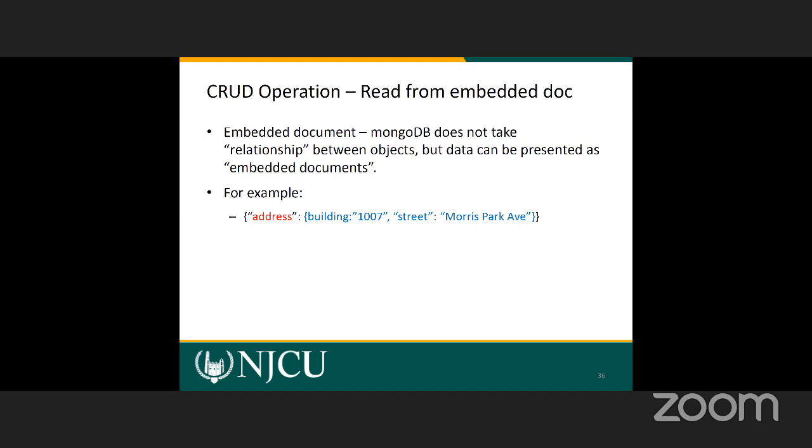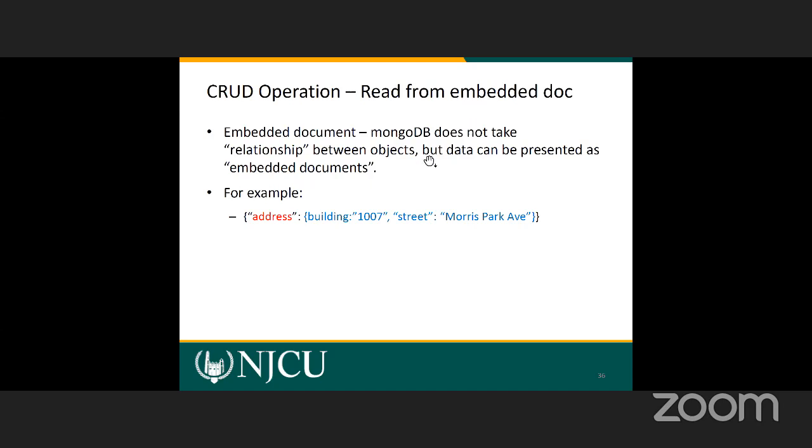But there are two special types: one called the embedded document, another called the array. An embedded document, as I'm showing you here in the slides, takes a document, a dictionary format, as a value inside a field. Like the example here, we have a field in the document called address, then a colon, and the value here is another document with some fields inside, with building information and street information. That is what we call the embedded document.